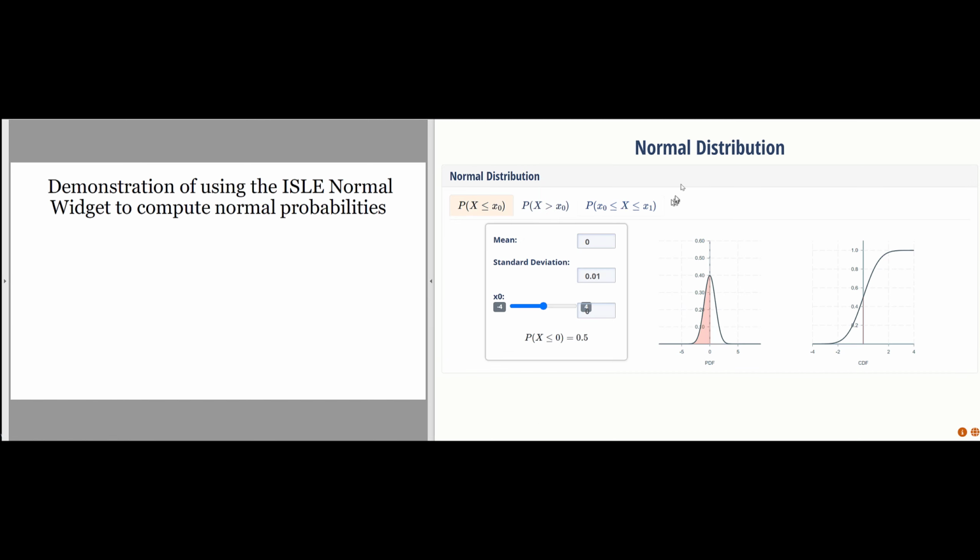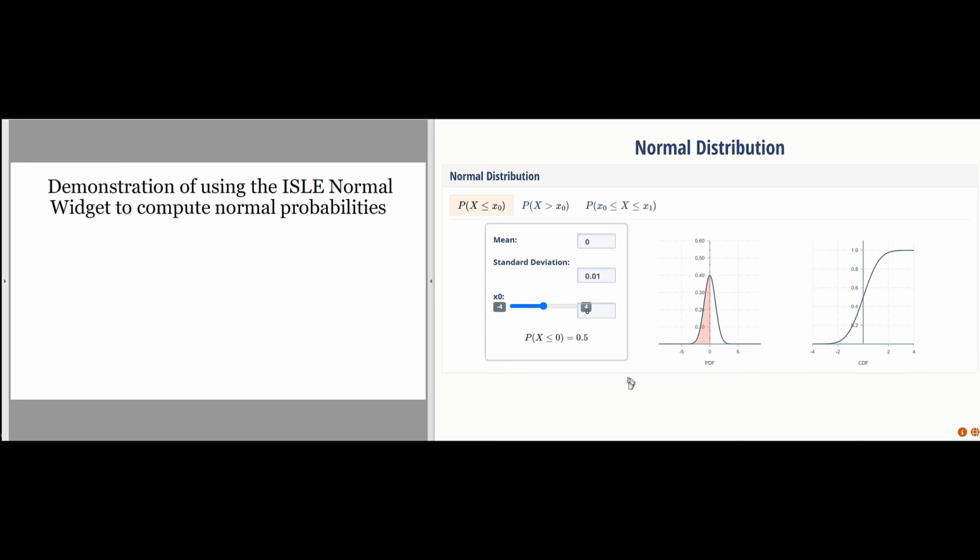All right, so here is the normal distribution widget. And in my case, when I first pulled it up, it popped up with these initial values. The mean is set to 0. The standard deviation is 0.01. And by default, the test that's selected is whether the random variable that we draw is less than or equal to x naught, which is set to 0.